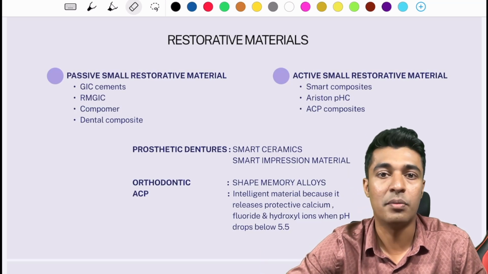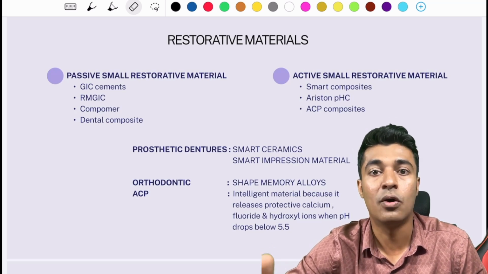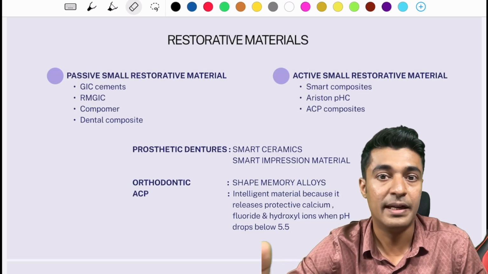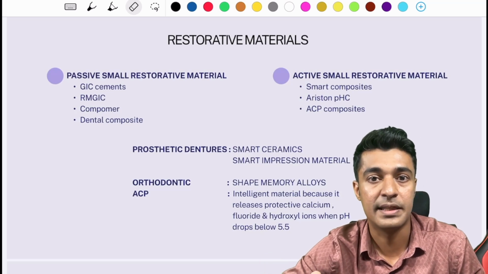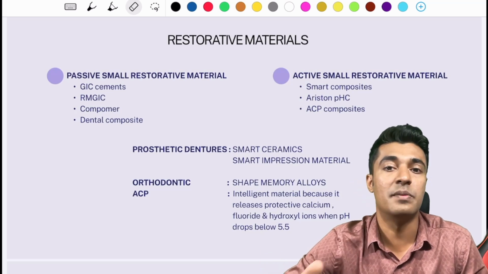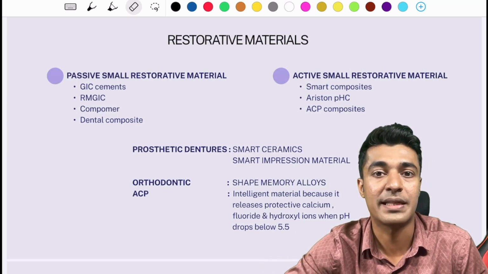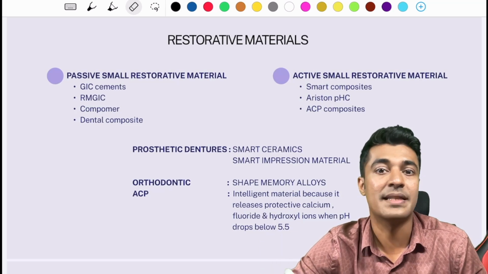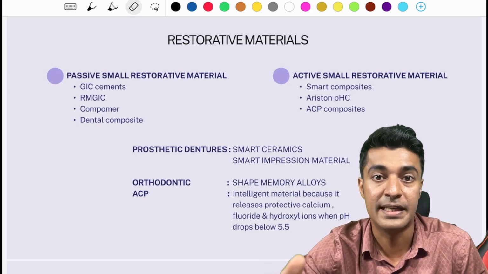The ACP composites are called smart composites because when the pH falls below the critical pH of 5.5, demineralization is supposed to take place. But with ACP composite, when the pH falls below 5.5, the ACP composite starts releasing amorphous calcium phosphate that will supersaturate the saliva with hydroxyapatite and prevent demineralization, instead promoting remineralization.